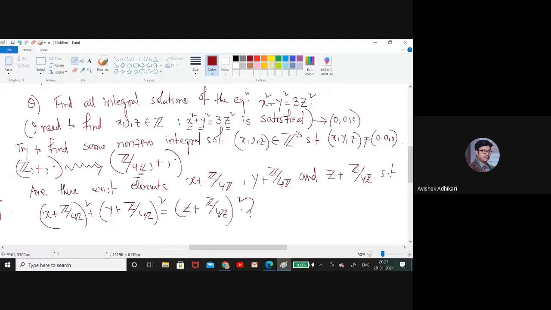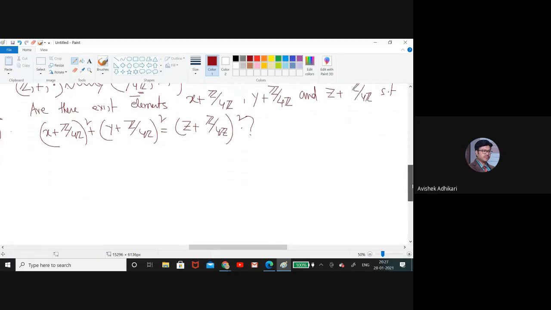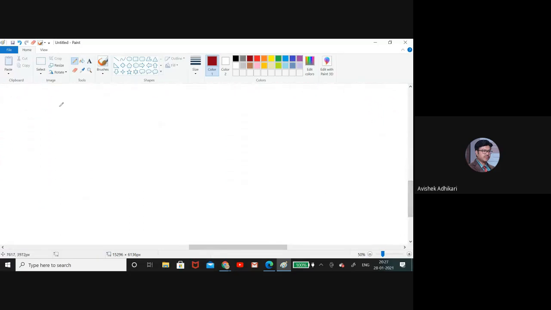So it looks quite weird to you. You may not understand why I am writing this, but let me do it for a general ring, then it will be clear to all of you. Suppose some relation is satisfied here, say A equal to B, where A and B are from a ring, and say I is an ideal. Then A equal to B immediately implies A + I equal to B + I.